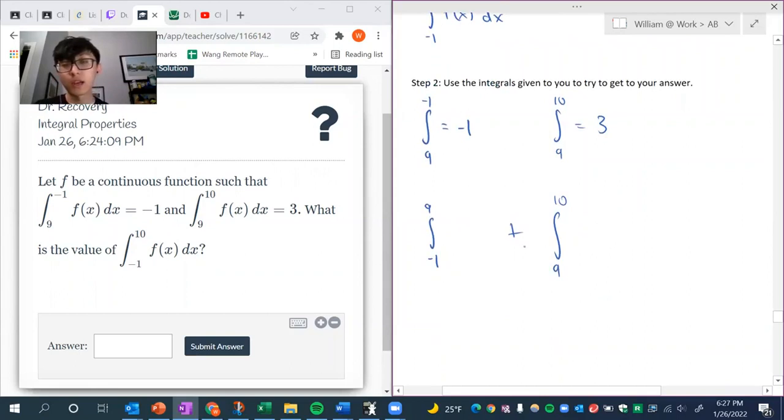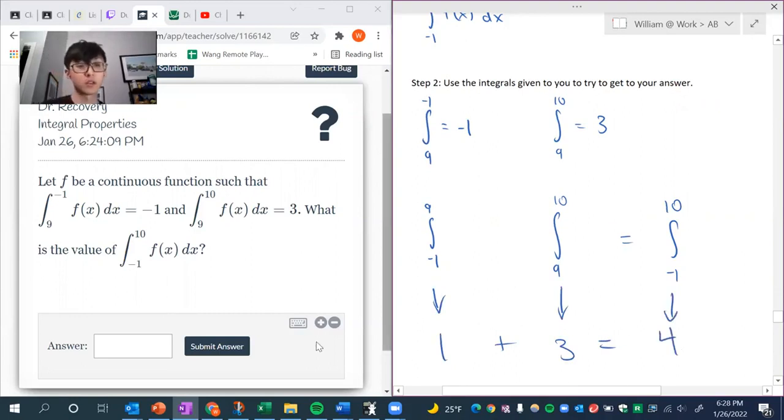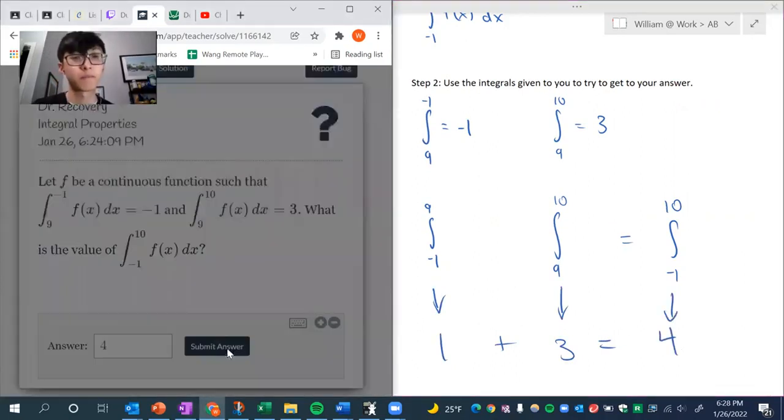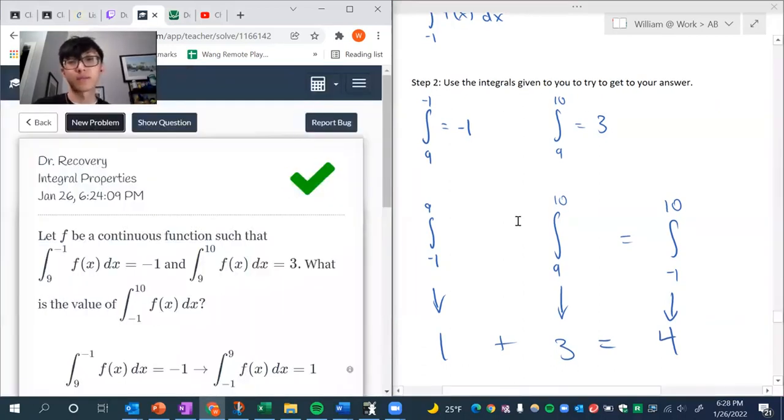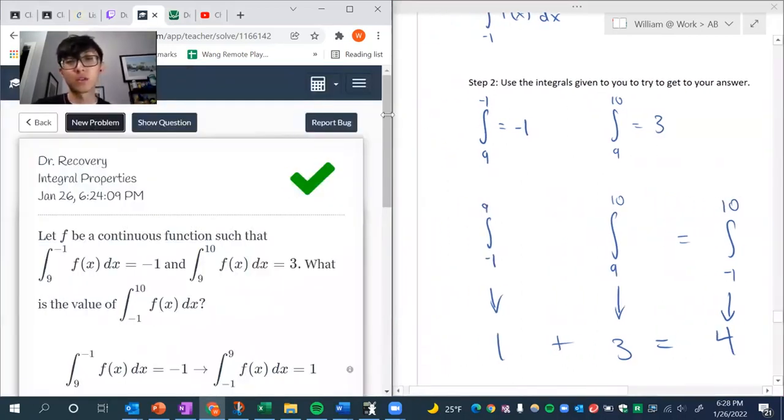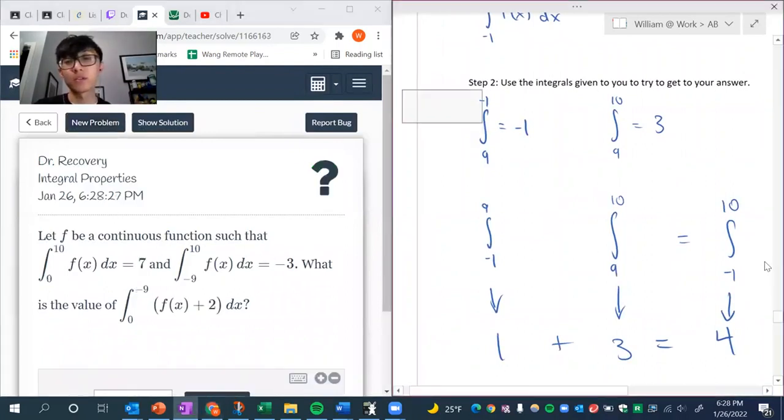So again, if you imagine this, my integral goes from -1 to 9, then 9 to 10. That results in an entire integral from -1 to 10, which is exactly what I'm looking for, right? So my answer is going to be 1 plus the integral from 9 to 10, which is 3. So my overall integral is going to be 4. So let's write that. Excellent. Cool.